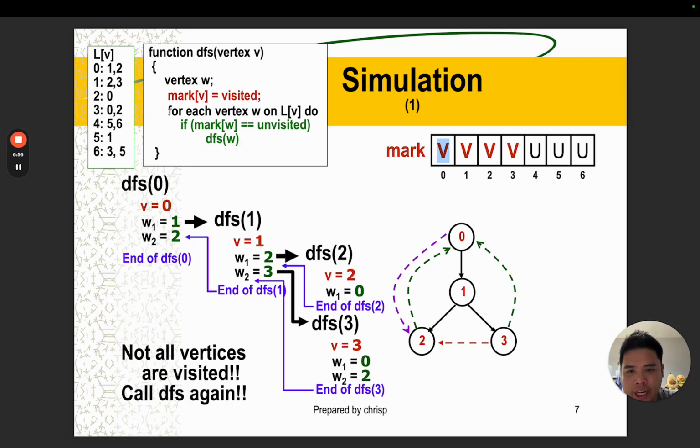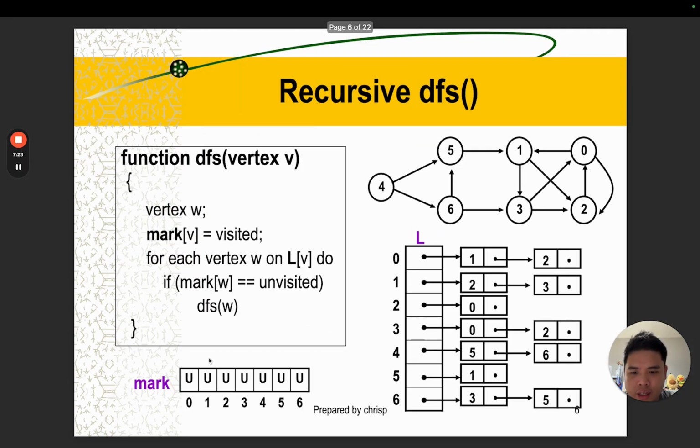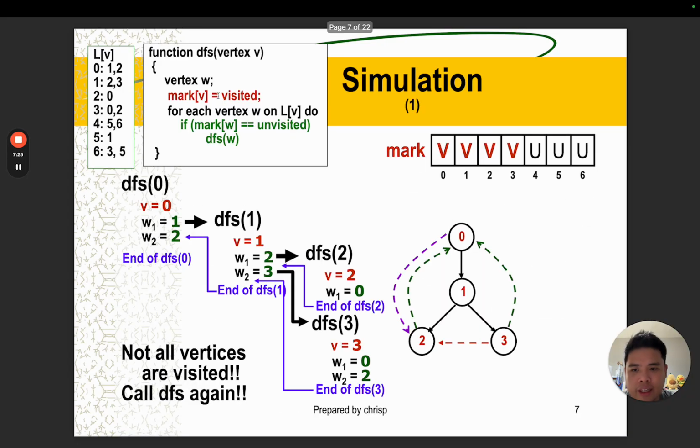Now we're going to check each vertex W on L at V. L at index 0 has two vertices, 1 and 2. So we check if mark at W is equal to unvisited. We have W1 and W2, that's 1 and 2. So we start at 1. Is 1 unvisited? 1 is unvisited. Good. So we are going to call DFS 1.